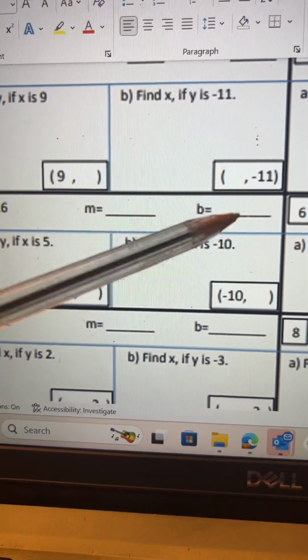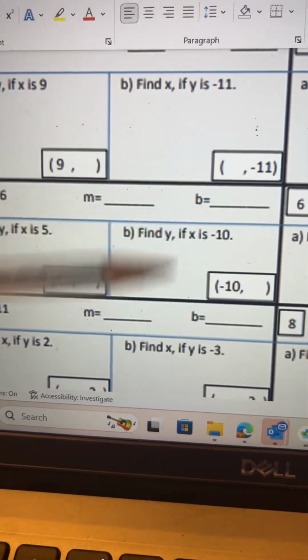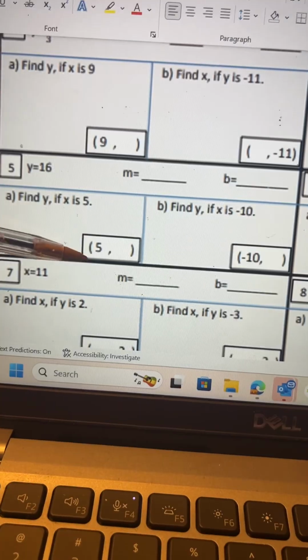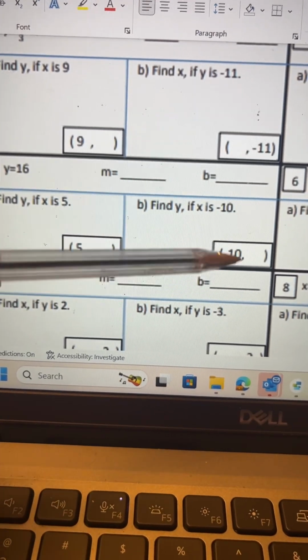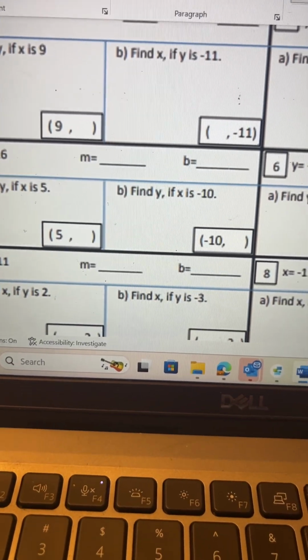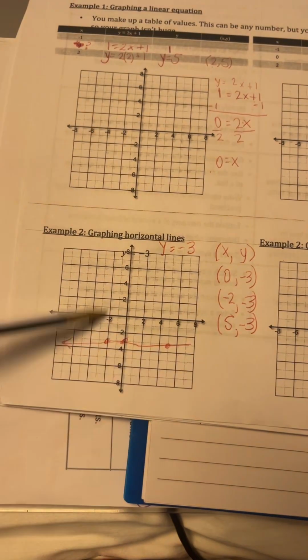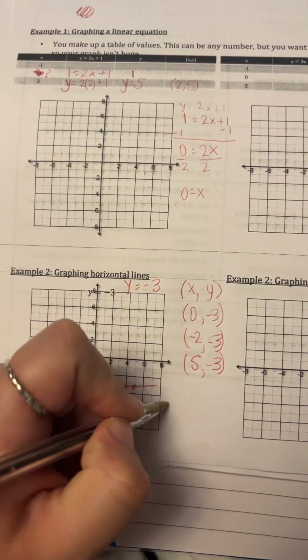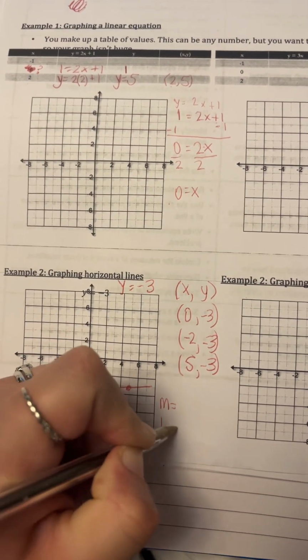Now where you're struggling here is the slope and the y-intercept. You're going to have to take these 2 points, 5, 16 and -10, 16, and graph them. Okay, so I'm gonna show you on the example that I have right here on the paper. When I go to graph this, I want to know what's m and what's b.